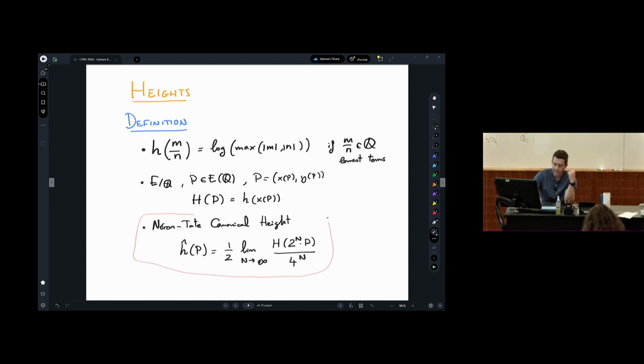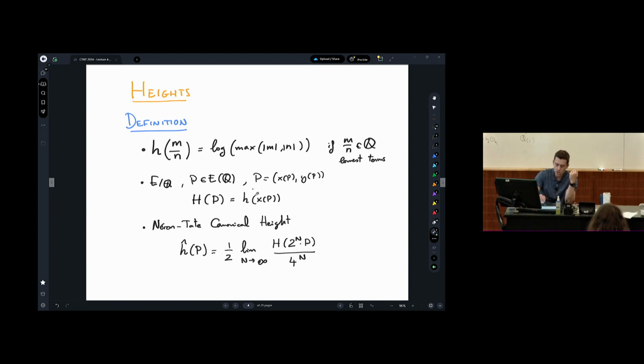But in any case, the Néron-Tate canonical height turns out to be defined as a limit. It turns out it's canonical in that a height with the properties that I'm going to discuss is essentially this height. It has to be this height, so that's why it's called canonical. And it's a limit of heights of multiples of P normalized in some way, and it turns out this limit exists, and it gives you something that is a height.